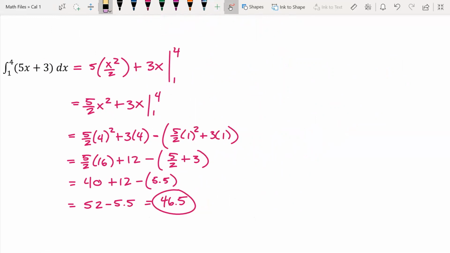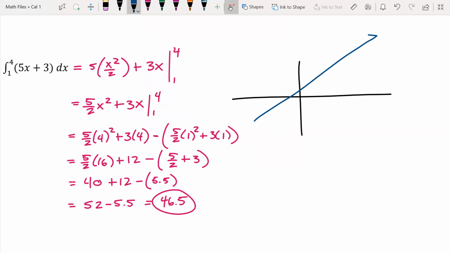And again, if you were to look at that area, just another visual, right? 5x plus 3 would look something like, what would that be? Probably like up here, something like that. And then from 1 to 4, so here's 1, here's 4. We are finding all this area underneath that given function.